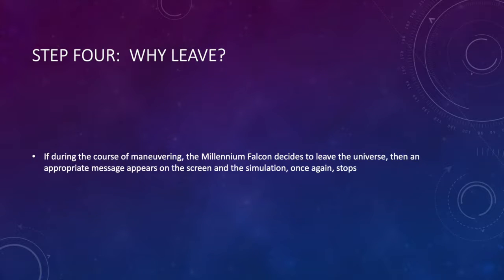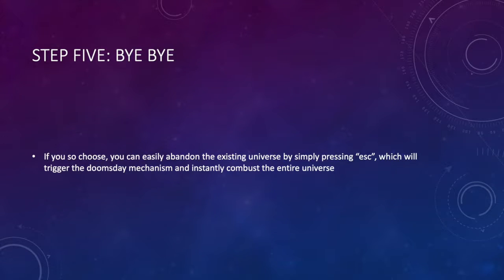And step four, if for some reason while you're maneuvering you go off the edge of the screen, then you've left the universe, in which case the simulation stops. And then step five, if you want to abandon the universe, you simply press the escape key, at which point all of the planets will explode, and that's the end of those.